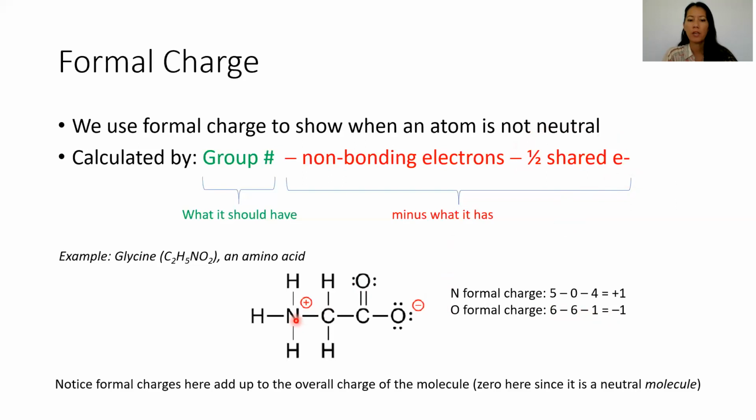Let's do the N over here. I moved to the N because the carbons have the normal 4 bonds like it usually has. Nitrogen likes to have 3 bonds and a lone pair. This has 4 bonds, so it's in group 5, so 5 minus 0, because it doesn't have any lone pairs, minus 4 bonds equals +1. Notice that all the formal charges add up to the overall charge of the molecule. The overall molecule is neutral, so the overall added charges for formal charges is 0.